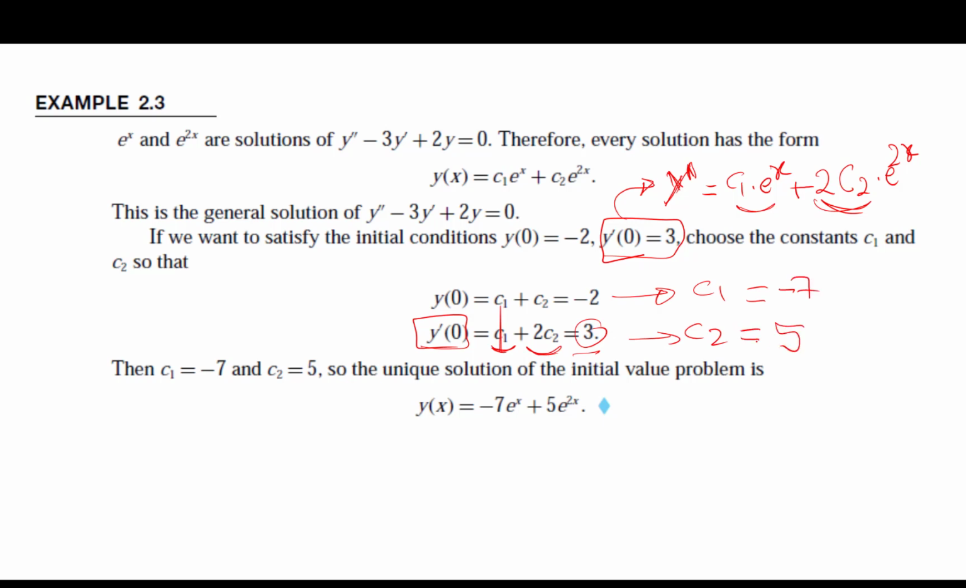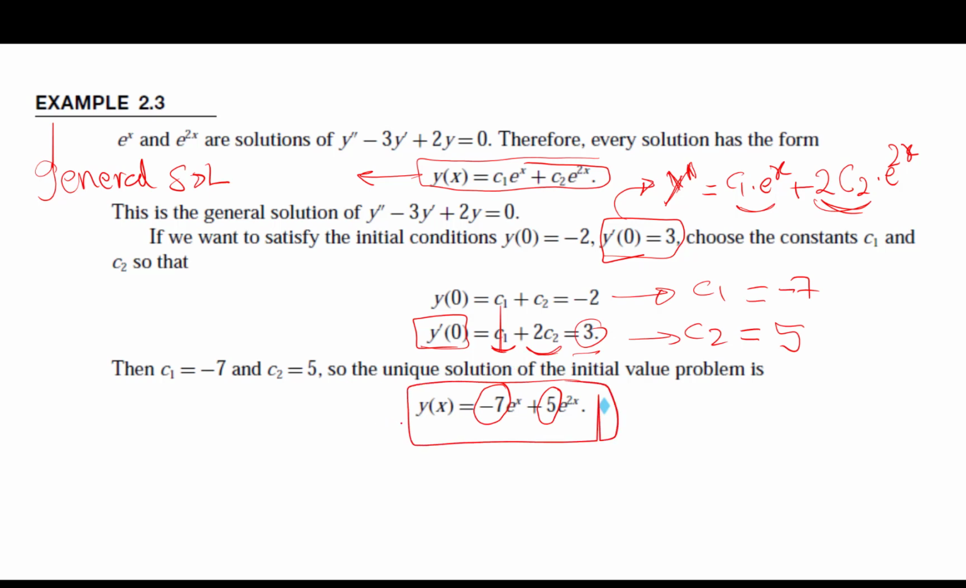And based on this, we are going to put our equation now. This is what we call the general solution. And now after putting c1 with minus 7 and c2 with 5, we call this the unique solution. Okay? So we have the general solution here for this.